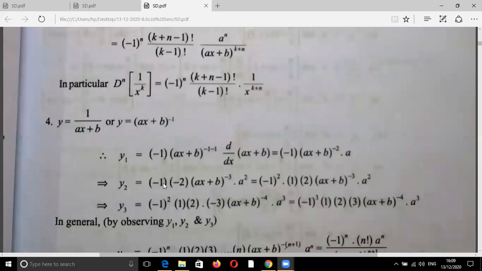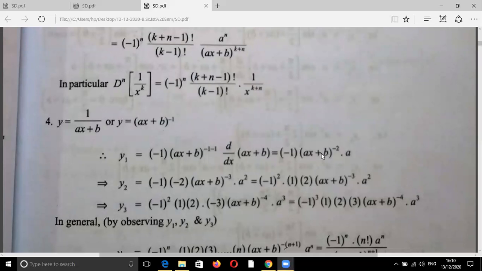Y2 is equal to the same format. You see, minus 1 is a constant. You can write here minus 1. And then a is a constant. Here you are writing a. And then you differentiate (ax plus b) to the power minus 2, because only the term containing x has to be differentiated, since you are differentiating with respect to x.